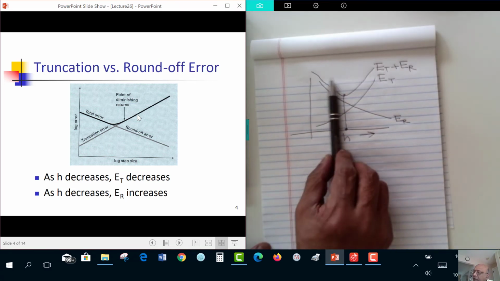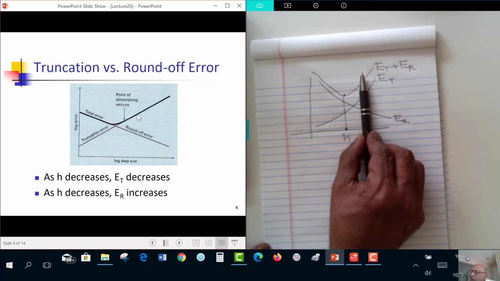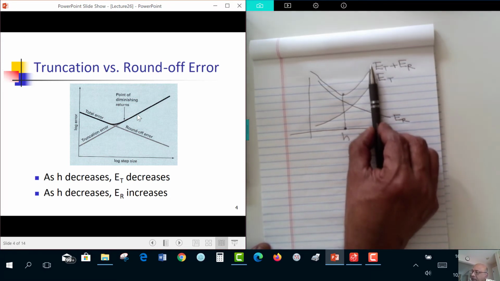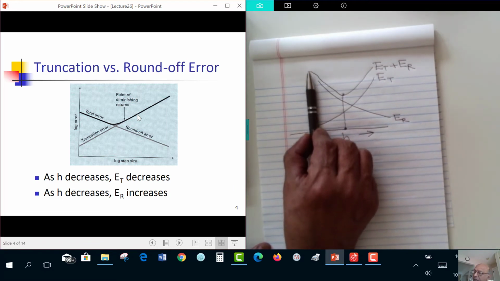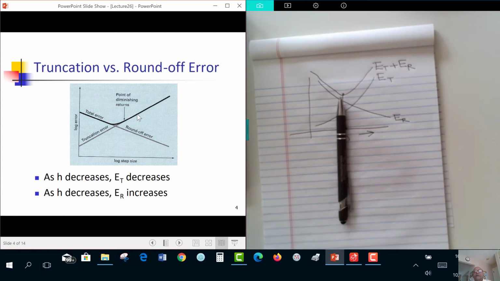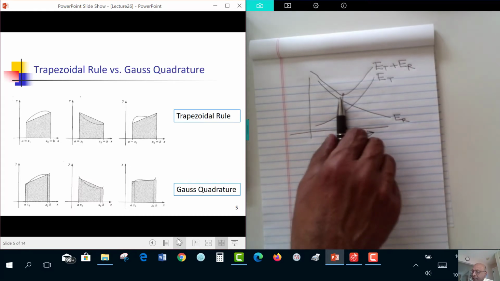That means if we use too few strips, truncation error dominates and error is large. Too many strips, round off error dominates and error can be large. So we have got to be careful. We shouldn't use too many strips or too few strips. And we'll see how we can look at that when we are analyzing our data.